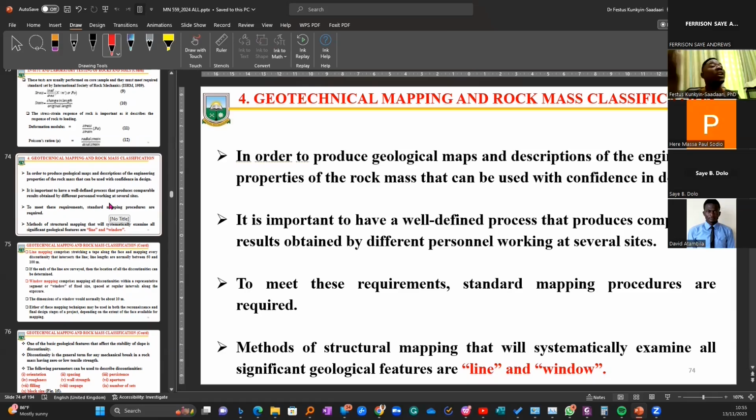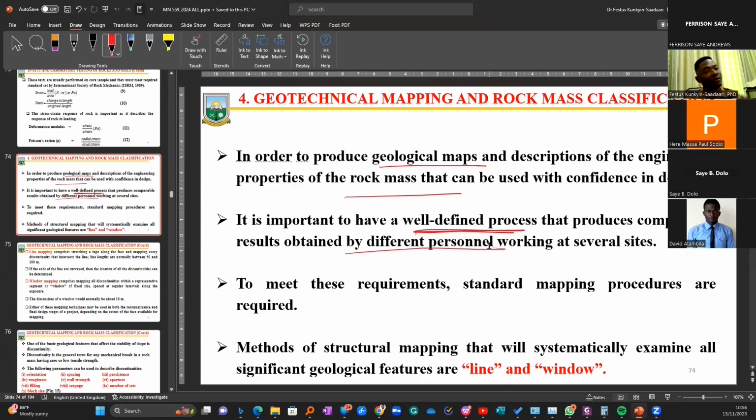Just like Mr. Tambila said, when we get to the field, although we are into operations, it is good that we also observe some few things, we can share with whoever is in charge of that aspect of our operations to come and resolve them. And so that eye or those things we do on the field as visual inspection to supplement or complement the laboratory test are what we term as the rock mass classification. And some of the things we do, so it says that in order to produce geological maps and description of engineering properties, we want to describe properties of the rock mass that can be used with confidence in design. It is important to have a well-defined process that produces comparable results obtained by different personnel working at several sites.